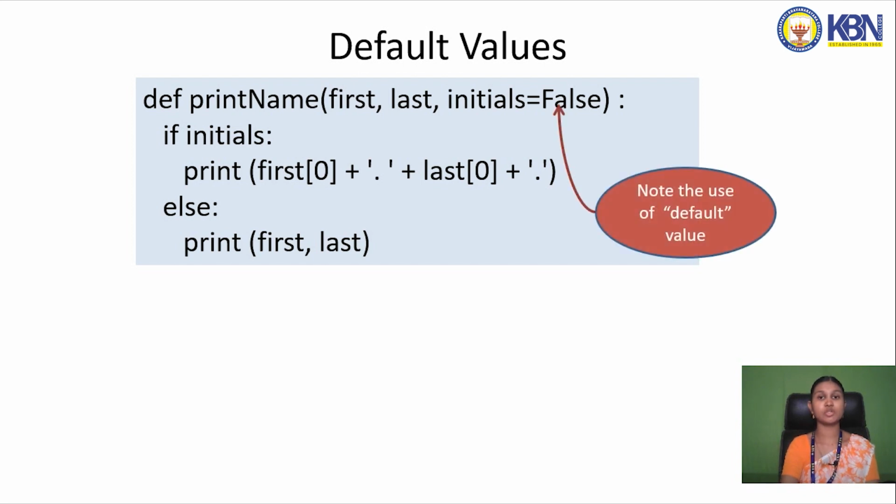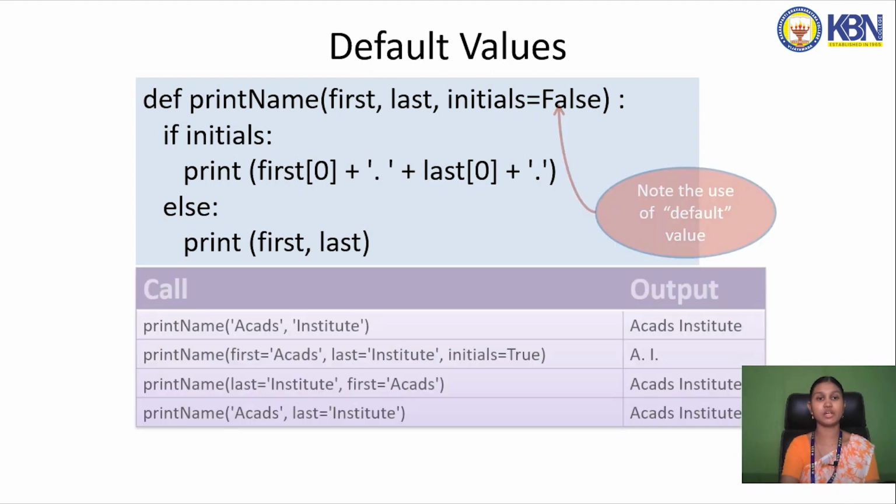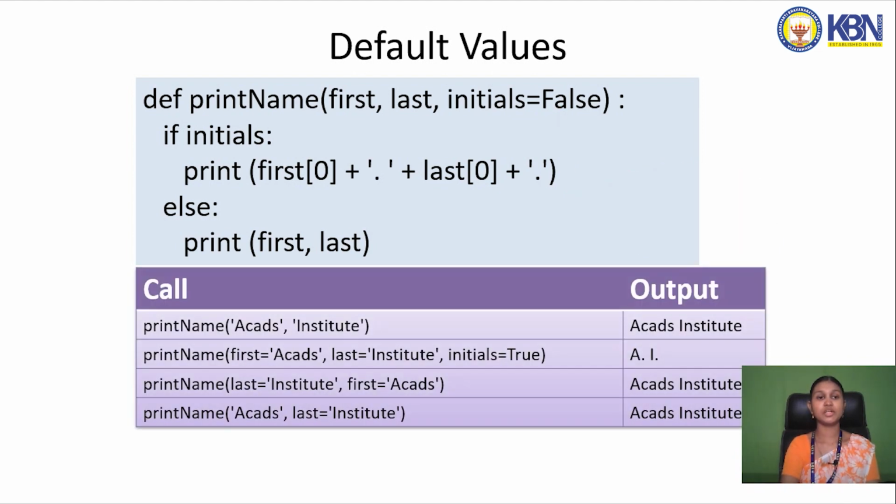Here initial equals false is the default value. If you do not give any value, this false value is taken as the default value. Let's see the output. Here print name is the function name. In this function I am passing two arguments, Eckart's and Institute. These two values should be displayed as output.